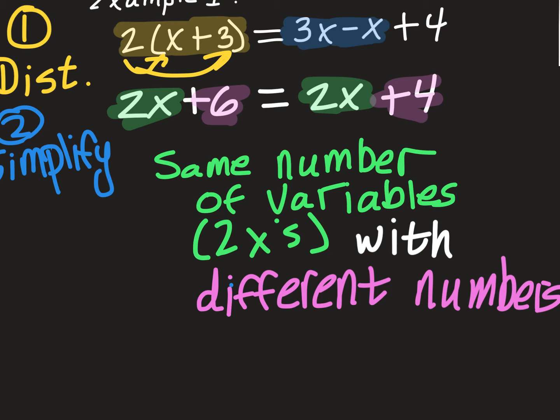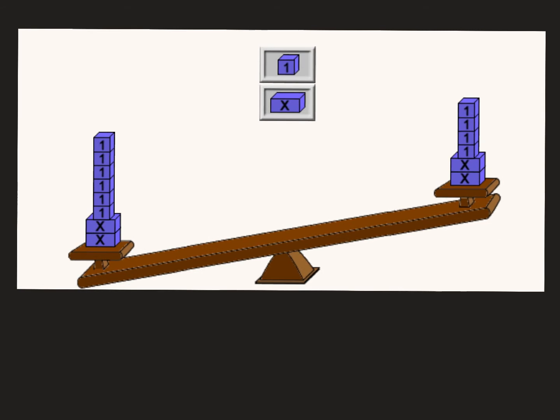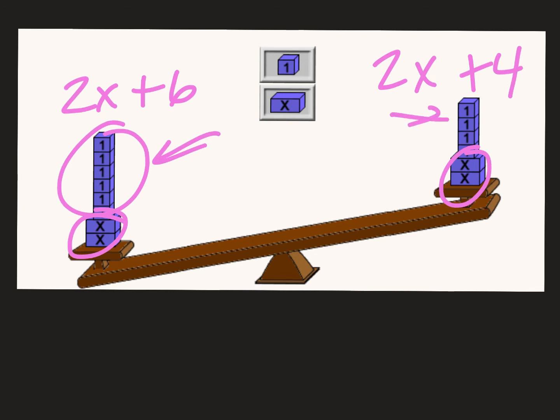Here's a picture of 2x plus 6 equals 2x plus 4. Look, you've got 2 x's. So there's 2x plus 6 because you've got 2 x's and 6 ones. This is 2x plus 4. Is that balanced out? Of course not. Why not? They both have 2 x's, but you've got 6 over here and you only have 4 over here. It is physically impossible for 2 x's with a 6 to balance out with 2 x's with a 4. The one with 4 is going to be lighter. It is impossible to balance.